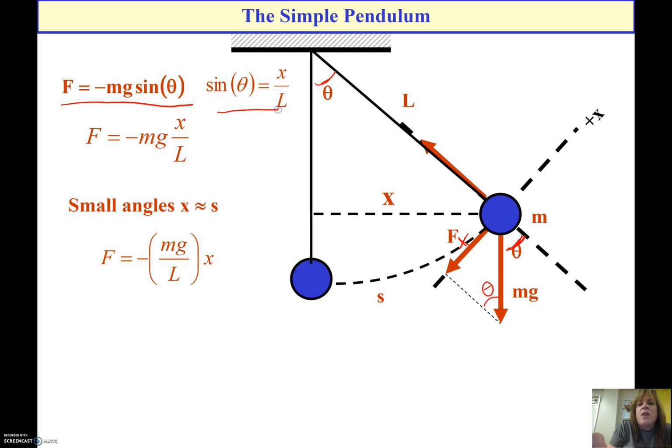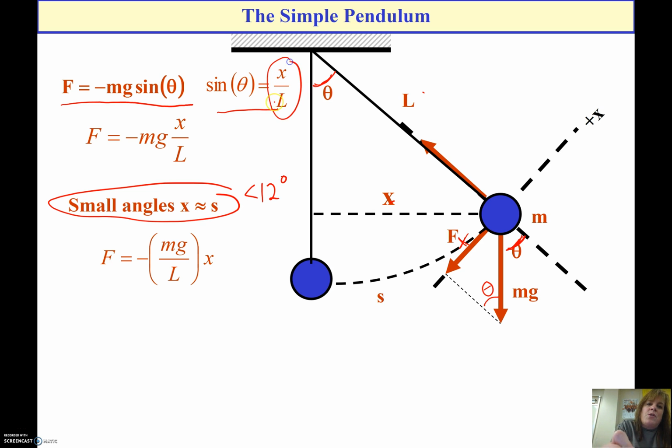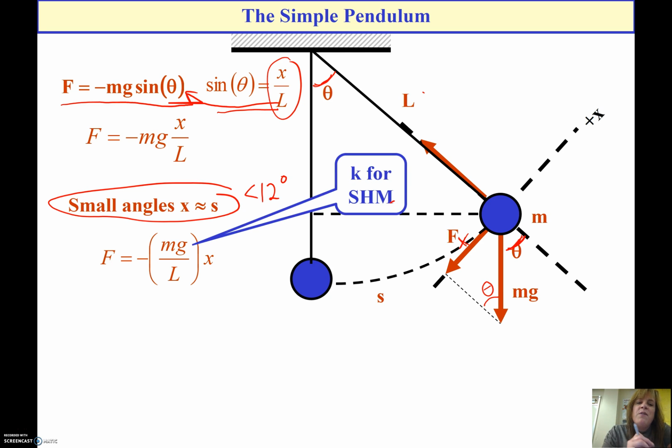Now, if we think about this triangle here, the sine of this angle theta is x over L. So for small angles, and small angles would be less than 12 degrees, the sine value is very, very small. So we could just plug in x over L for sine theta, and we get an equation that looks like this. Not that this is important for you to be able to derive, but if you think about this equation, it kind of looks like the spring force equation, right? The spring force equation is negative kx. So we can think of this equation like the spring force equation.